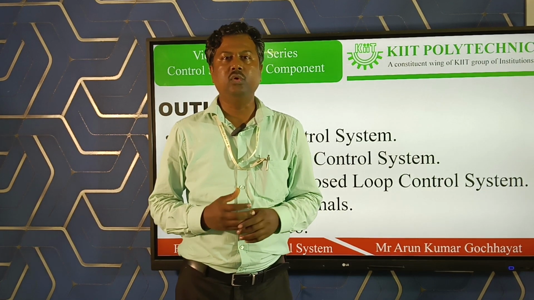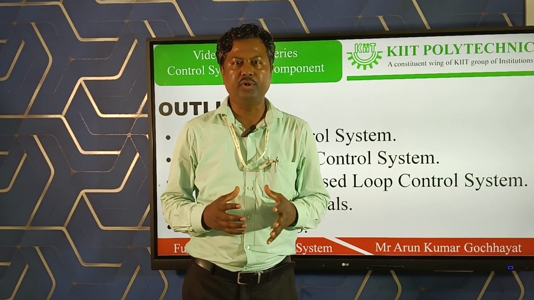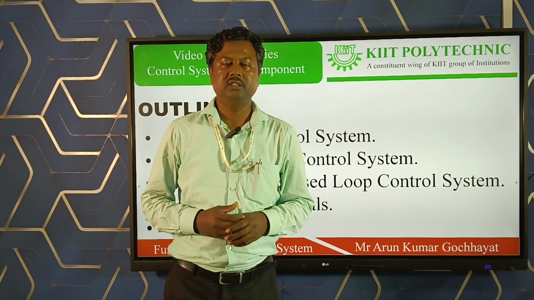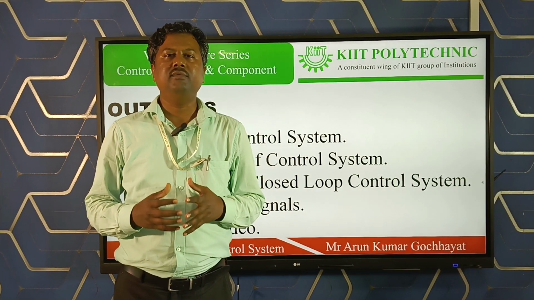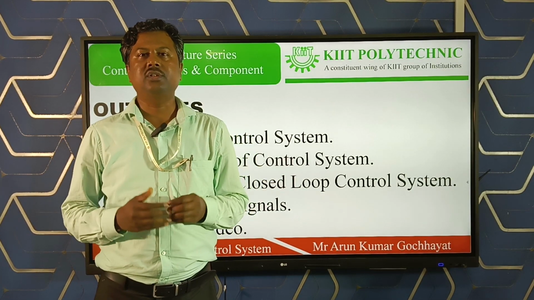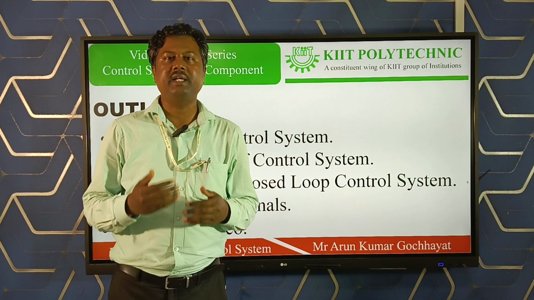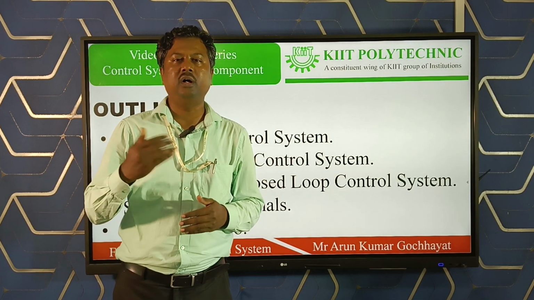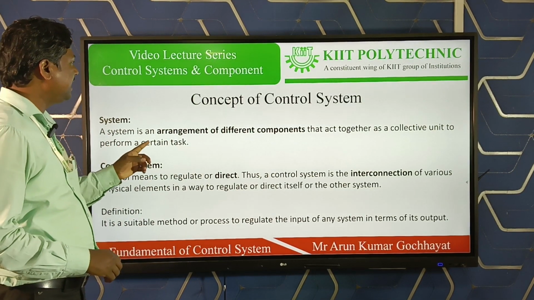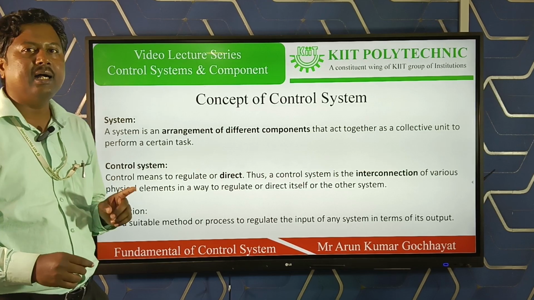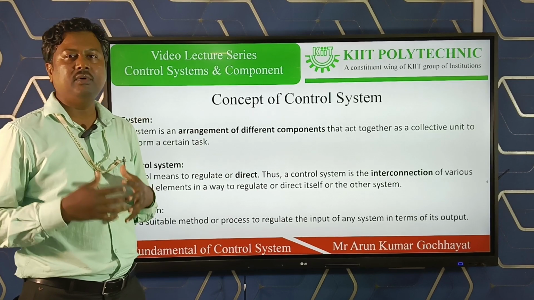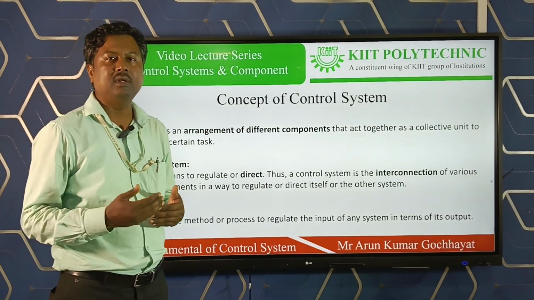Control system, as we know, system means interconnection of components or devices or units to perform a particular task. So control system means the system where the task is controlled by itself, the system itself controls its operation, or it can enable itself to control the operation of any other system. So as it is written over here, a system is an arrangement of different components that act together as a collective unit to perform a certain task. So when they collectively function, they perform a particular task.